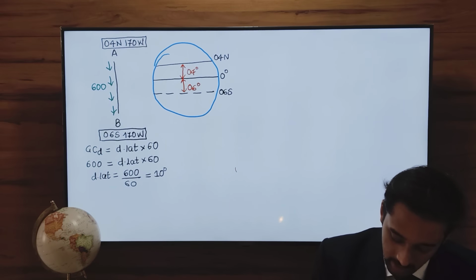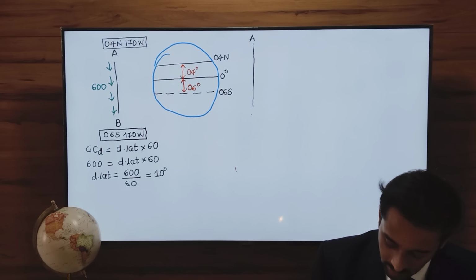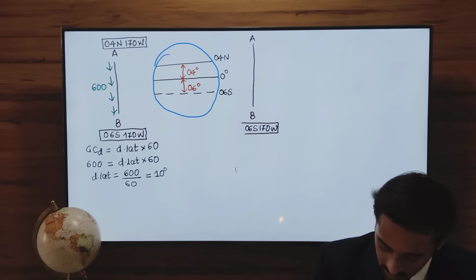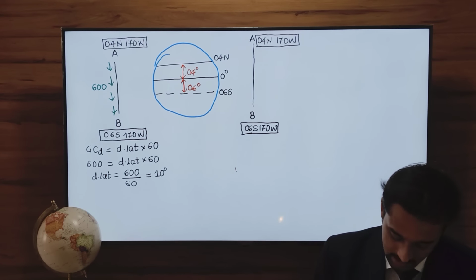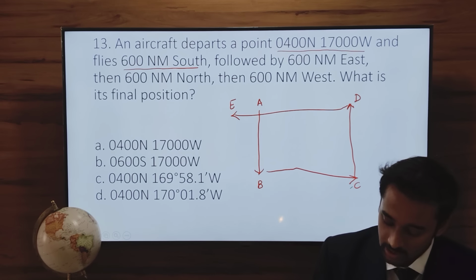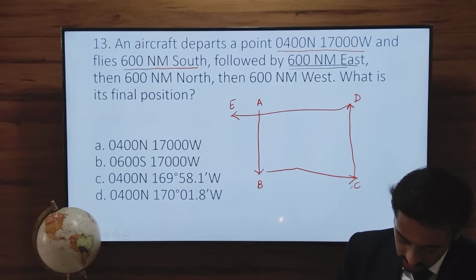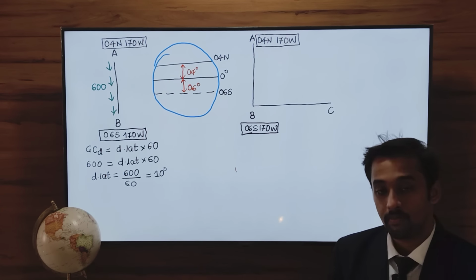Now let's go to the second part. I will draw it again here. We have A here, B here, 06 south, 170 west. A is 04 north, 170 west. Now the next part of the question is, it goes 600 nautical miles east from B. So let's draw that 600 nautical miles east from Bravo.